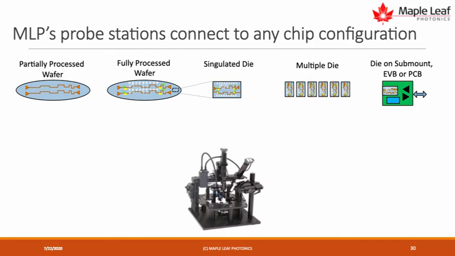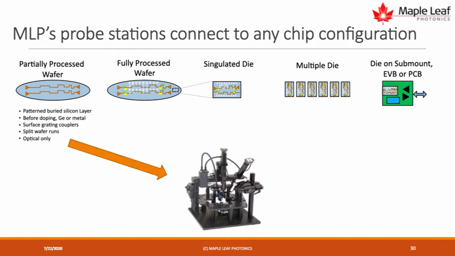And so if we start with what a partially processed wafer looks like, this can be very helpful early when you're early in the fab process. You pull a wafer out of the fab that just has patterned silicon on it and maybe a cladding, silica cladding on it. It won't have metal, it won't have doping, it won't have germanium, but you can use the all-optical test equipment of Luna together with a Maple Leaf probe station using surface grating couplers to characterize the state, the internal state, the passive state of the optical circuit.